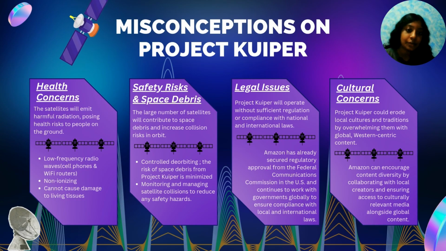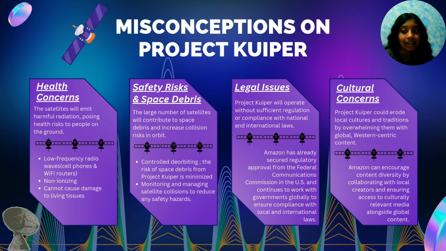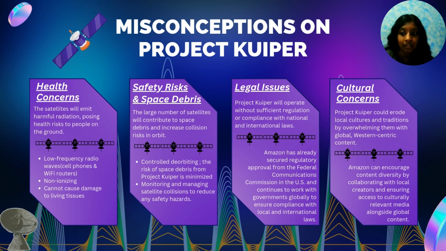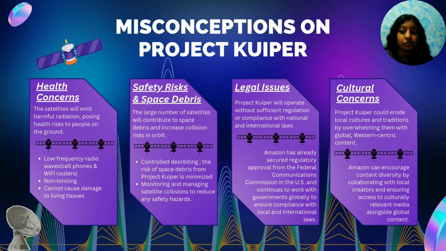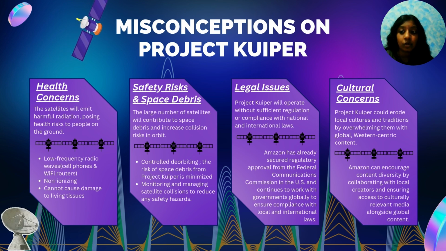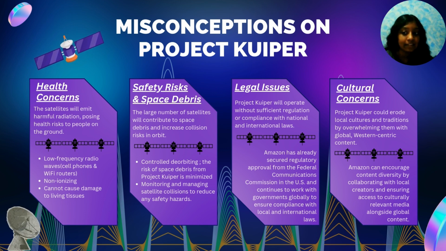Next, for the misconceptions on Project Kuiper, the health concern is that satellites emit harmful radiation waves to people. This is false as they only use low-frequency radio waves such as the ones we use in our cell phones and Wi-Fi routers. These are non-ionizing and cannot cause damage to living tissues. Next, for the safety risk and space debris, it is said that a large number of satellites would cause space debris and collisions in orbit. But Amazon uses controlled deorbiting, which minimizes the risk of space debris and satellite collisions. For the legal issues, many people think that Project Kuiper operates without sufficient regulation, but Amazon has already secured regulatory approval as stated in the slide.